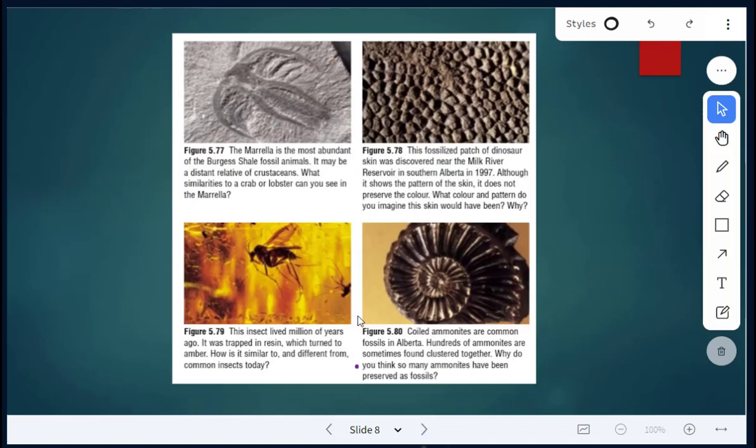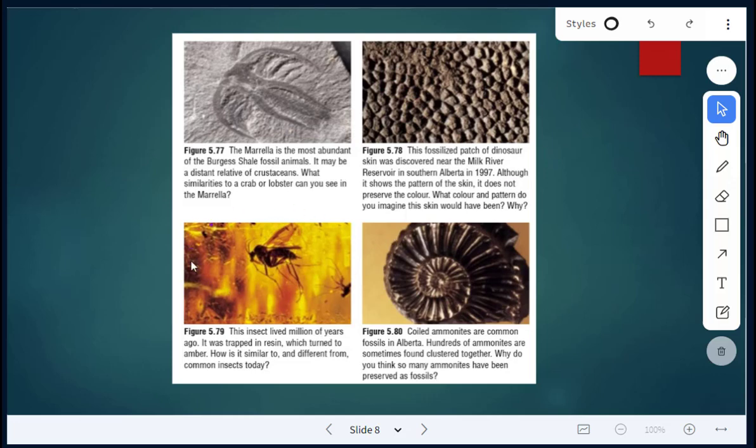Here, the Morella, most abundant of the Burgess Shale fossil animals, could be a distant relative of crustaceans. Here we have a fossilized patch of dinosaur skin found in southern Alberta. It shows a pattern of skin, but not the color, like the color is not preserved, but we can see the pattern of the skin.